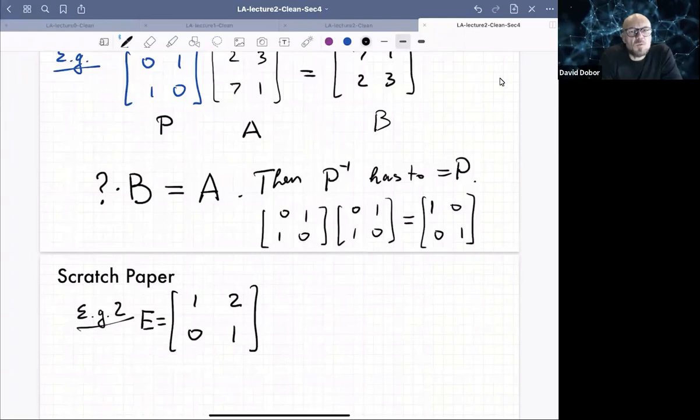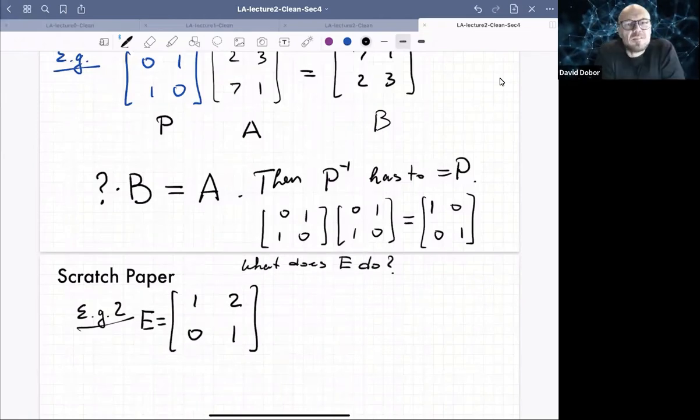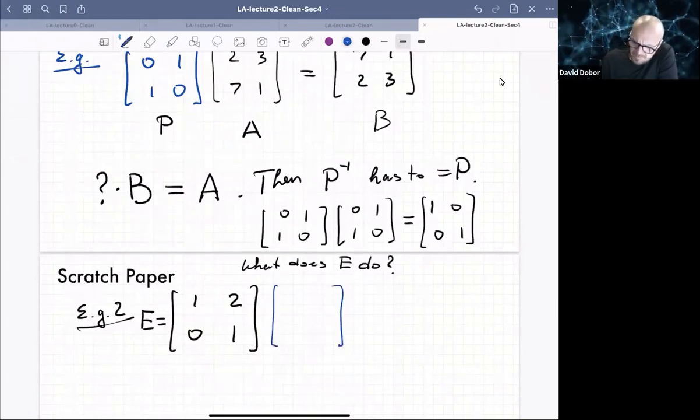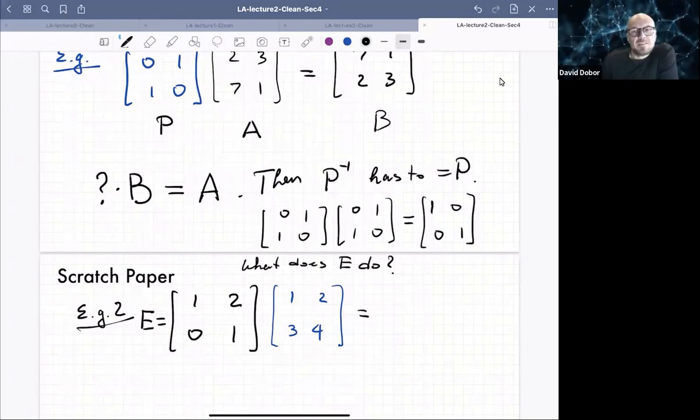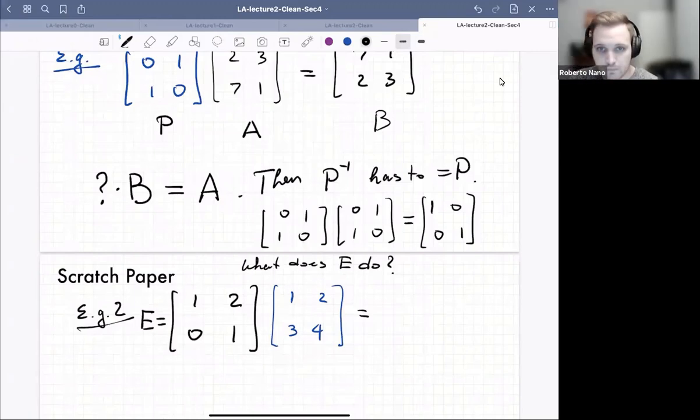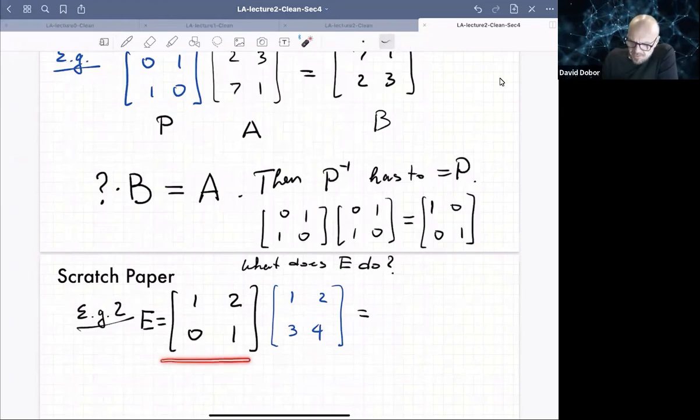Okay, what does it do? So that means you multiply E by some matrix, 1, 2, 3, 4. What's the effect? Isn't it what we said, that it multiplies the second row and adds it to the first? Yes, that's exactly right. And notice I'm multiplying this from the left. This guy, please notice, stands on the left. And when this elementary matrix stands on the left, it manipulates the rows of the blue matrix.